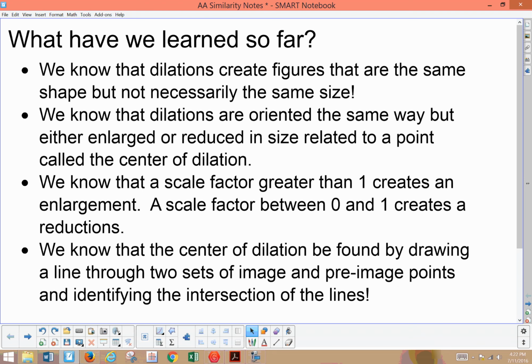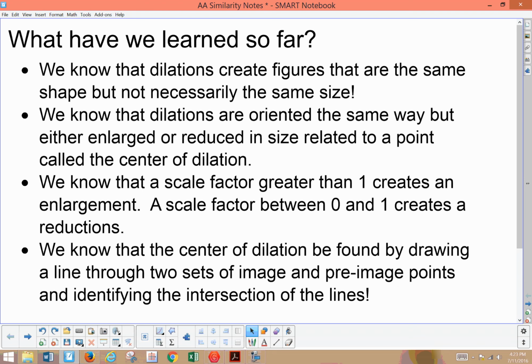Now, to figure out whether or not you have an enlargement or you have a reduction, we're going to be taking a look at scale factor. When the scale factor is greater than 1, we have an enlargement, meaning that the figure has gotten bigger. When we have a scale factor that is between 0 and 1, that is called a reduction. Our figure will get smaller.